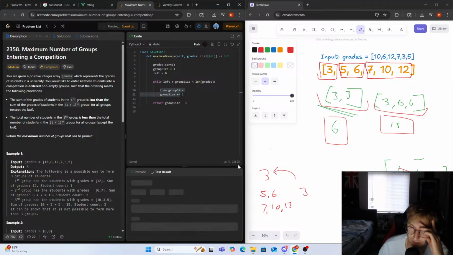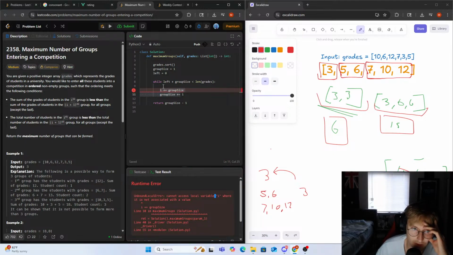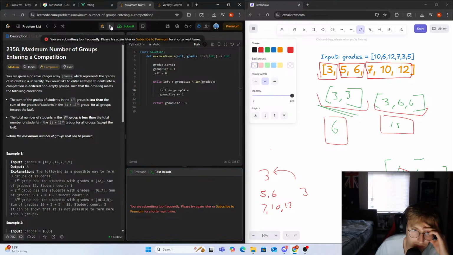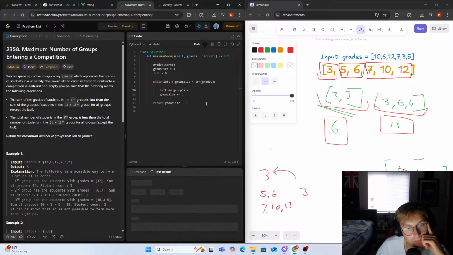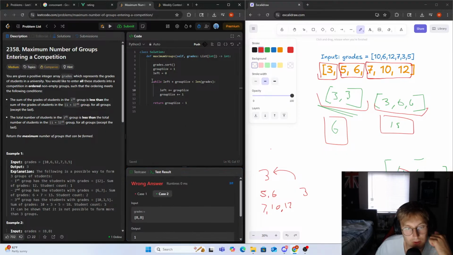Let's take a look here. It's variable I. Whoops, this is meant to be left, not I. So we're on while left plus equal. I think this is meant to be equal. No, I don't know. While left plus group size, right? So our group size is 1 here, right? Start off with group size of 1. Group size plus or equal to 1.